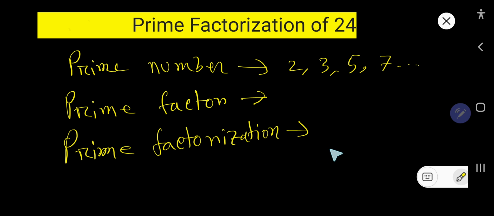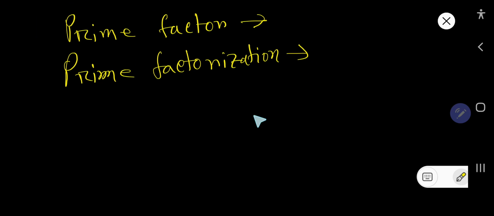And prime factorization: if you want to get the prime factorization of a number, then you have to find out the prime factors, and then you need to multiply those prime factors. Let us find the prime factors of 24 using a factor tree.